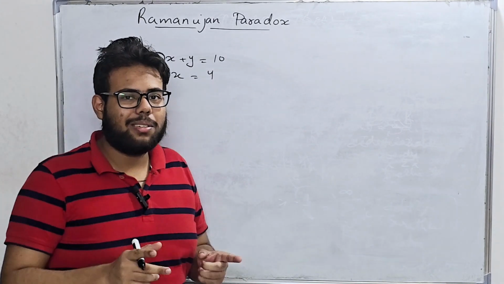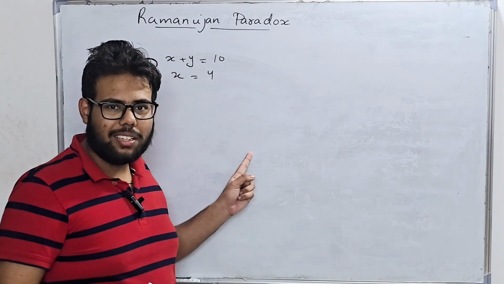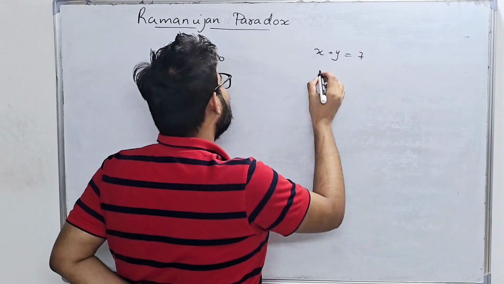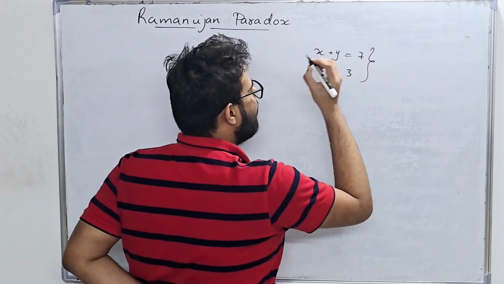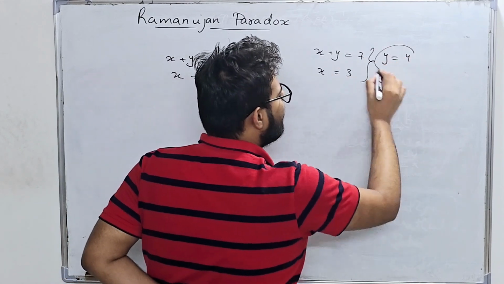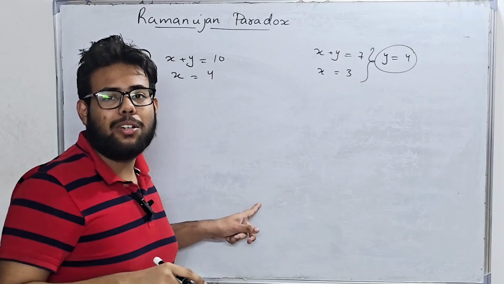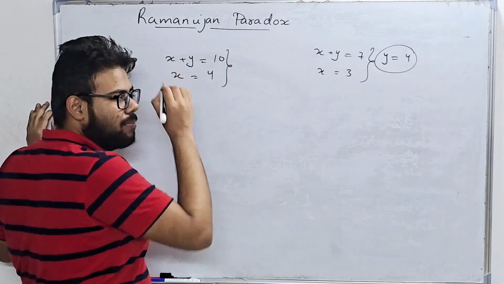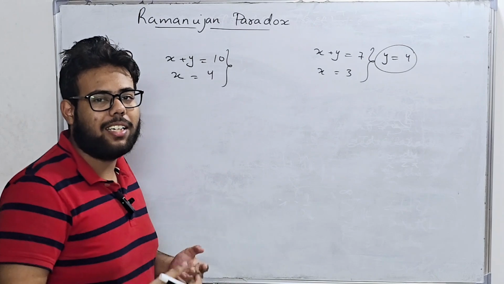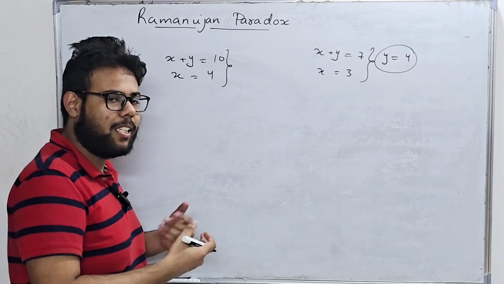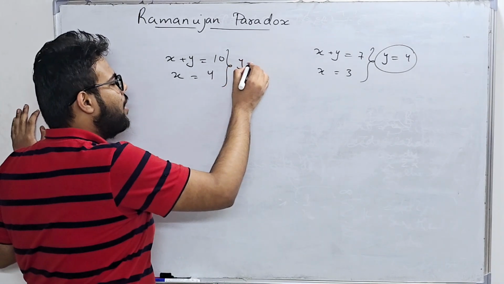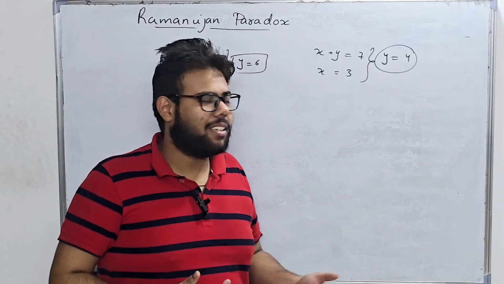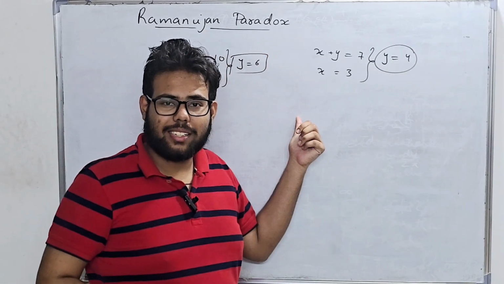Now, the ones who had not seen the board would have solved this equation: x plus y is equal to 7 and x is equal to 3. They would have ended up getting y is equal to 4. The ones who saw the board, and not just listened to me, must have thought that I made a mistake while speaking, so they will end up getting y is equal to 6. So now which answer is correct, y is equal to 4 or y is equal to 6?